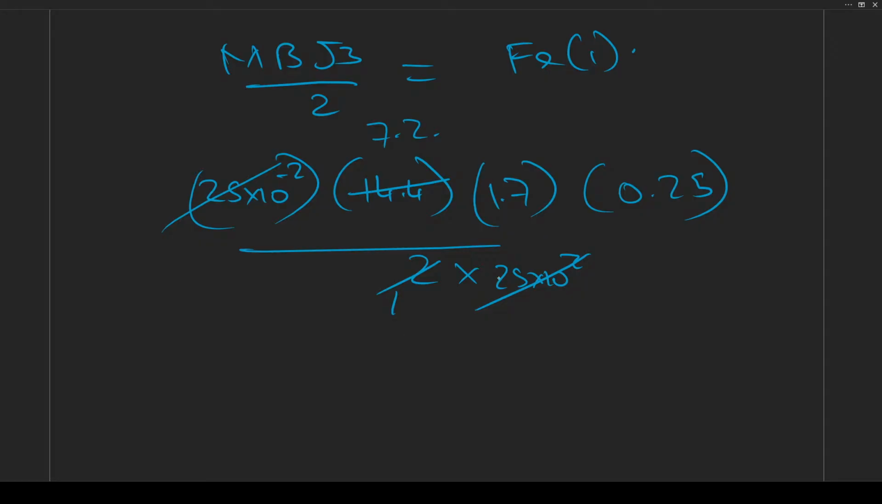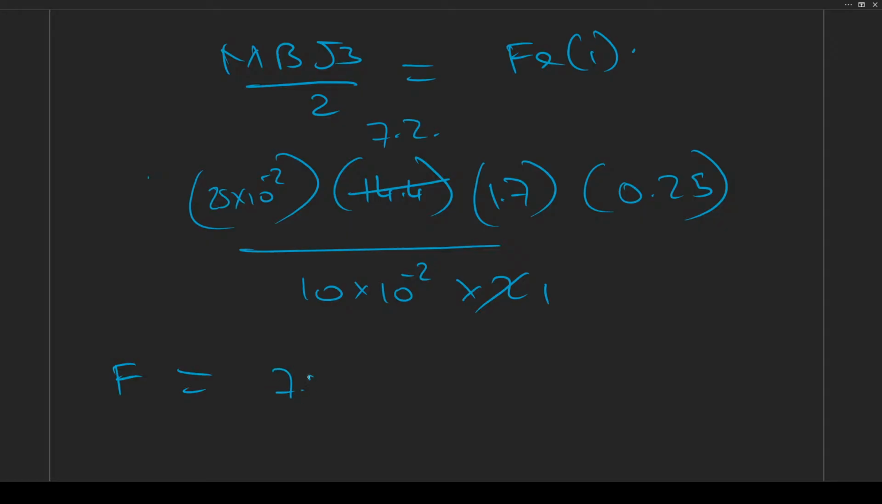But I believe we should not take this as 25 into 10 power minus 2. The r value should be 10 into 10 power minus 2. The perpendicular distance is 10 into 10 power minus 2 into 2. Finally substituting, we will get F equals 7.8 Newton approx.